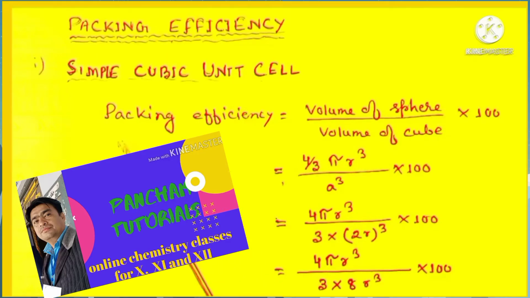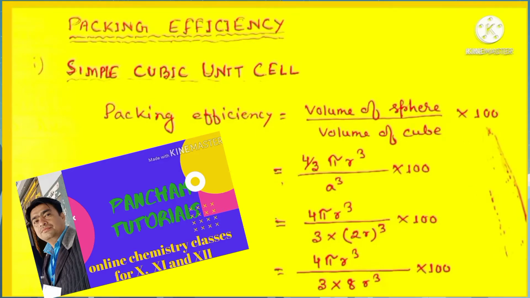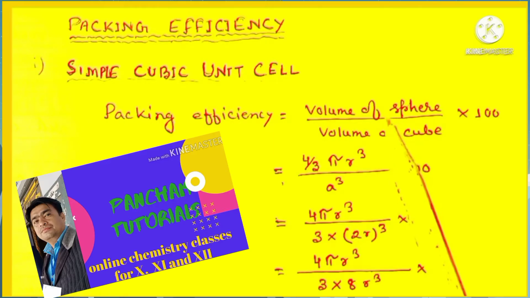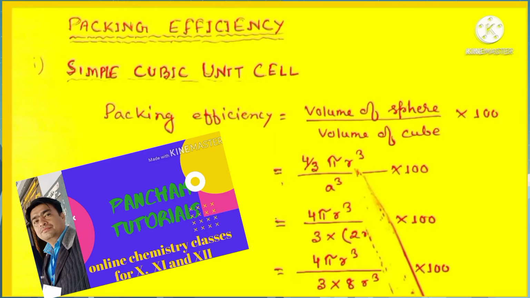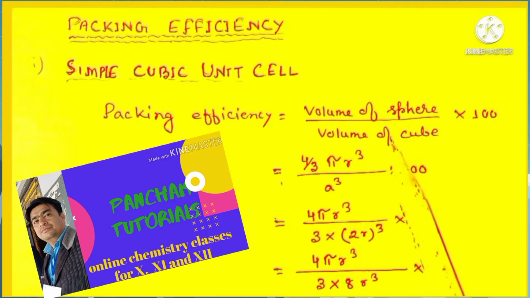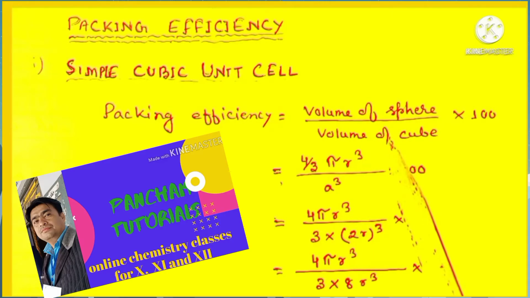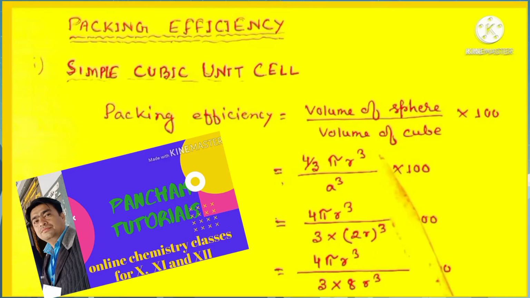Okay, now to calculate the packing efficiency, we will take the help of a formula. So the formula is packing efficiency is equal to volume of sphere divided by volume of cube multiplied by 100. Okay. Now the formula of volume of sphere is 4 by 3 pi r cube, and the volume of cube is side cube. So here it is the edge length, that's why you have written here a cube. So it is multiplied by 100 as usual.